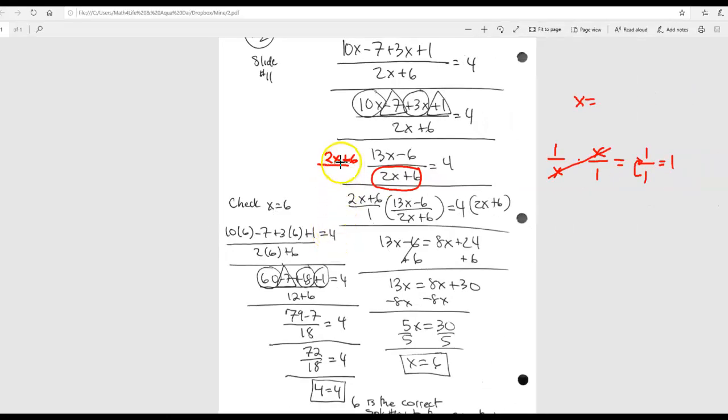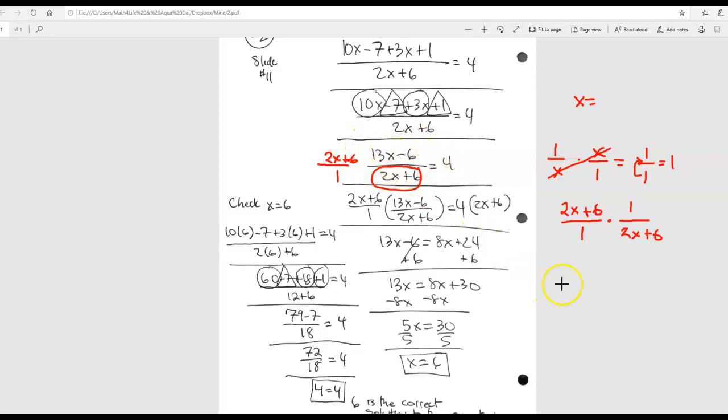All right. And put that over 1. So what's the idea here? 2x plus 6 over 1 times, what do you think is going to be? 1 over 2x plus 6. But Mr. Heath, that has that 13x everything over it.